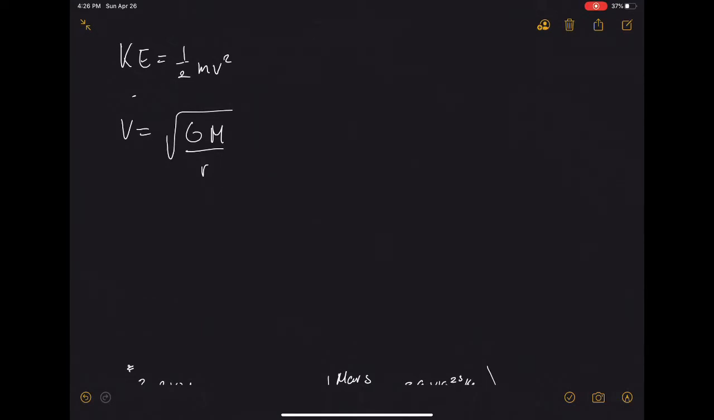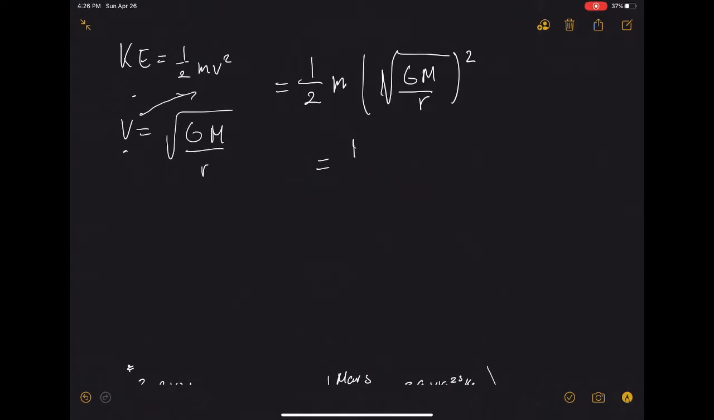So we're gonna put this gravitation formula into this one right here. So we're gonna have 1/2 m times GM over r squared. We can simplify that. That's gonna be 1/2 GMm over r, and this is gonna be negative because it's an attractive force. This is the formula we're gonna use.